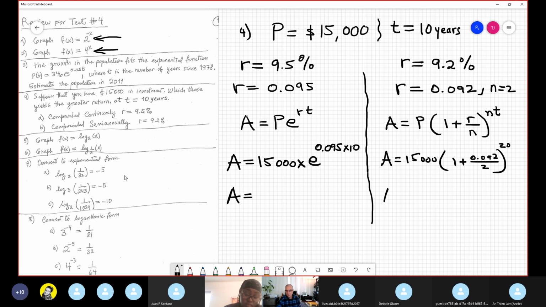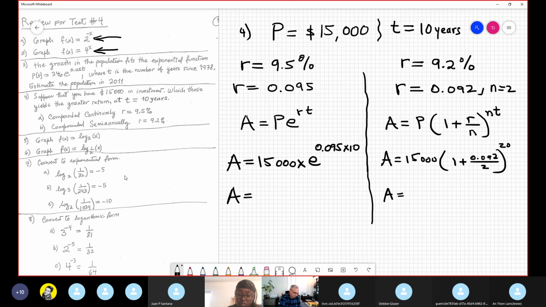So we need to compute both expressions and compare to see the best option. In this case, the best option is when the future value is bigger, because my money is increasing faster. Okay, let's do it. I want to do it in my own calculator, which I have in my hand.